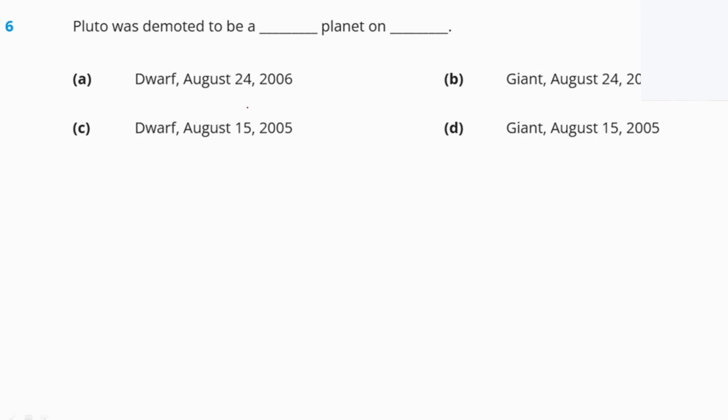On August 24, 2006. So option A is our right answer. Okay. Dwarf planet on August 24, 2006.